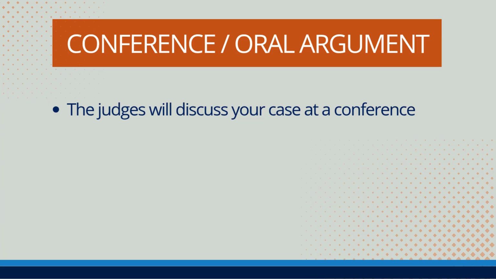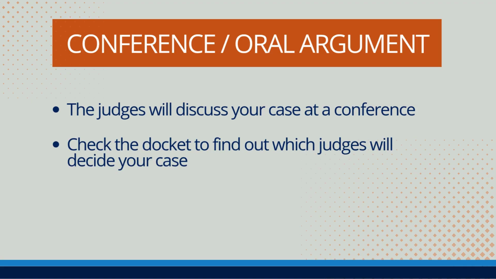Once your case is assigned to a panel of judges, the court will set a conference date for the judges to discuss the case. You cannot attend the conference. Check the docket for your case on the court's website to find out which judges will decide your appeal. The judges usually decide appeals by reviewing the briefs and case record without setting oral argument.